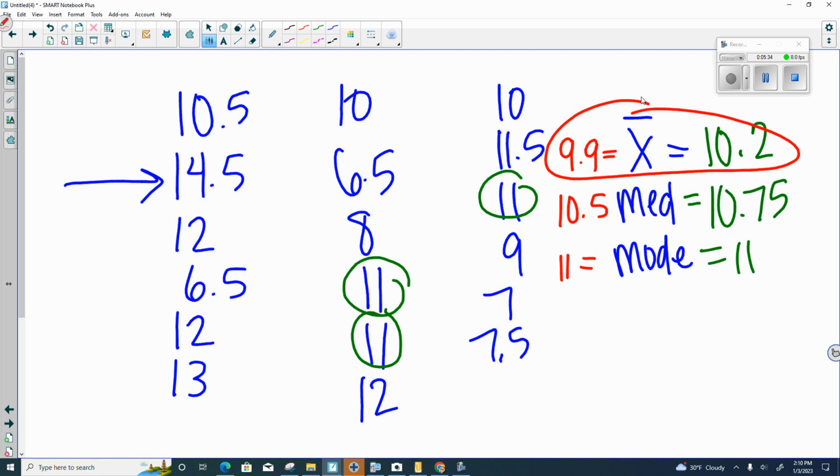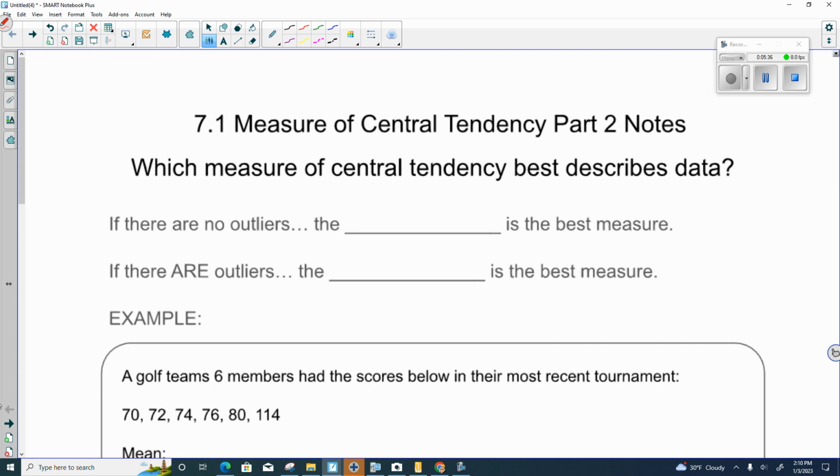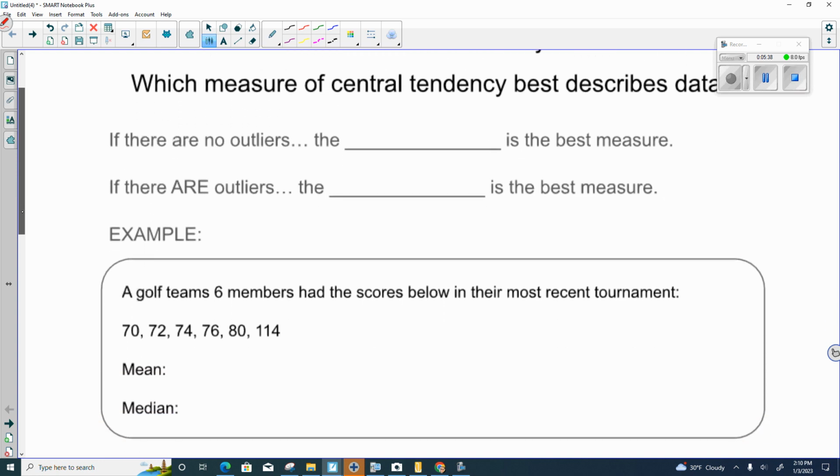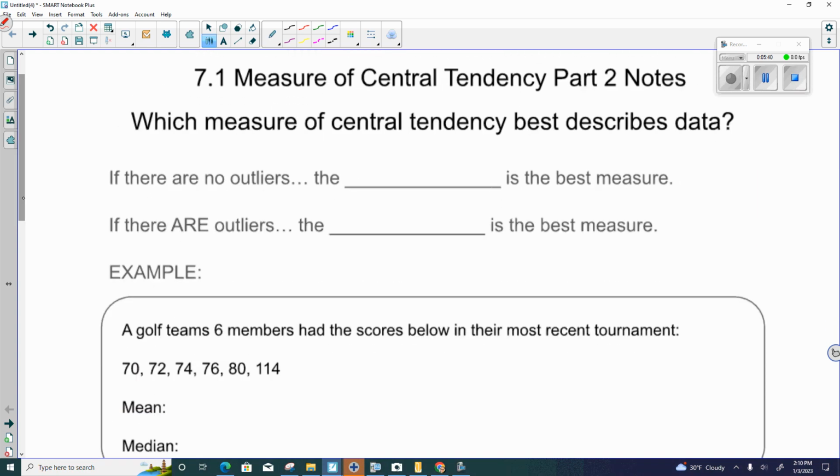Okay, let's go back and look at that worksheet now. So, which measure of central tendency tends to best describe the data? If there is no outliers, so when we took out the 14.5, which one best described the data? The mean.